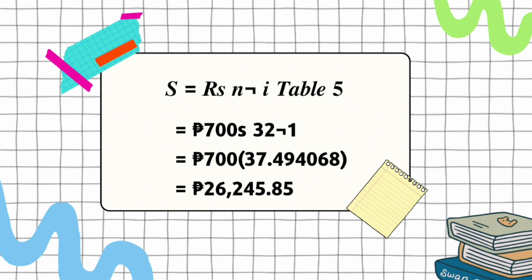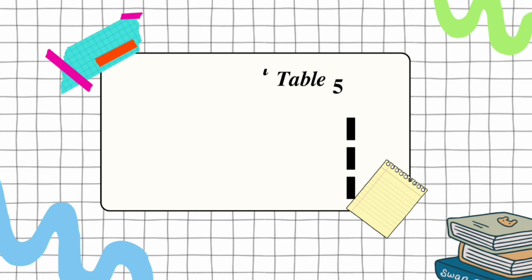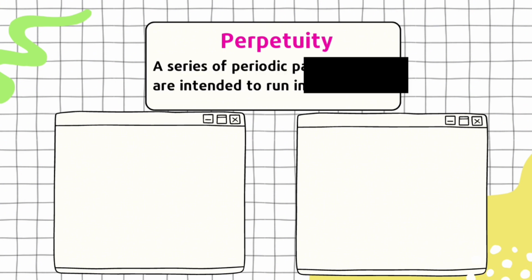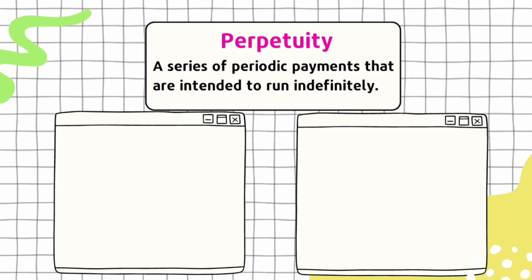26,245.85 pesos. And our last topic is the perpetuity. It is a series of periodic payments that are intended to run indefinitely. Since we do not know the end of a perpetuity, its amount, or S, cannot be determined.